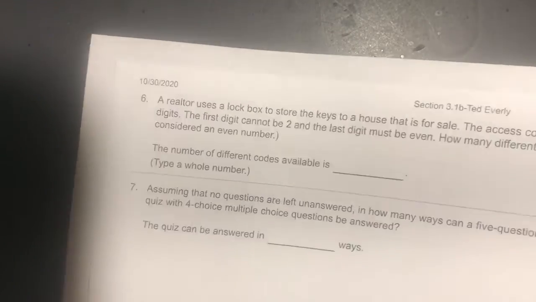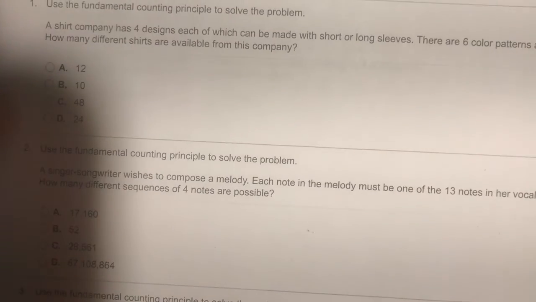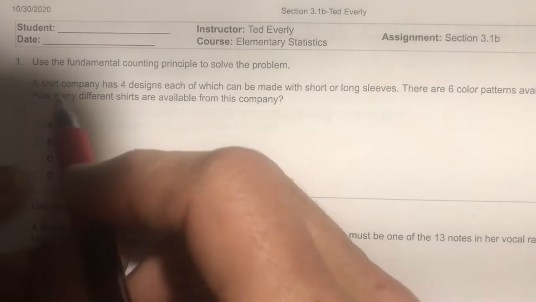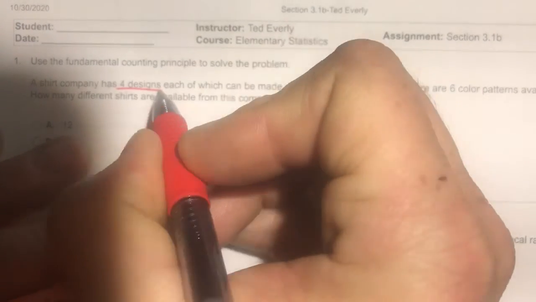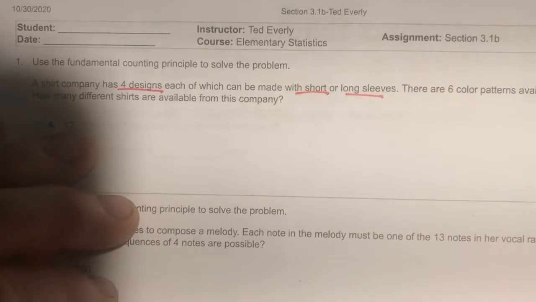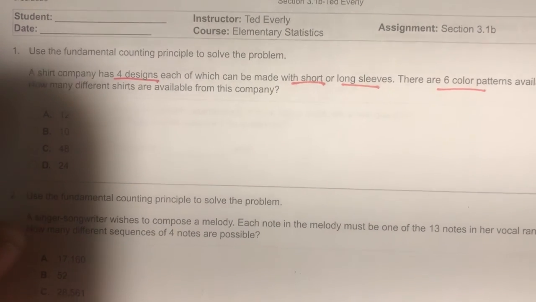Let's look at some problems here. I'm missing the first page. There it is. All right, so let's look at some problems we might encounter. A shirt company has 4 designs, each of which can be made with short or long sleeves. There are 6 color patterns. How many different shirts are available from this company?